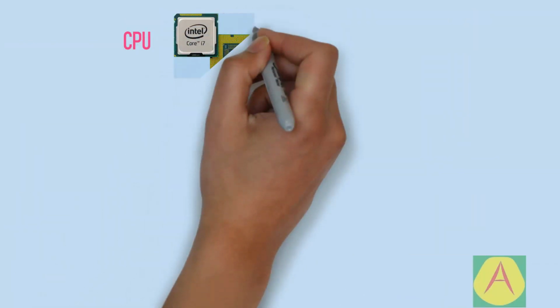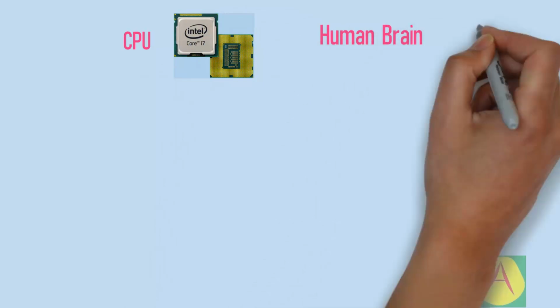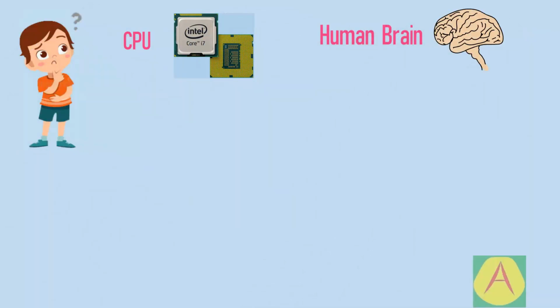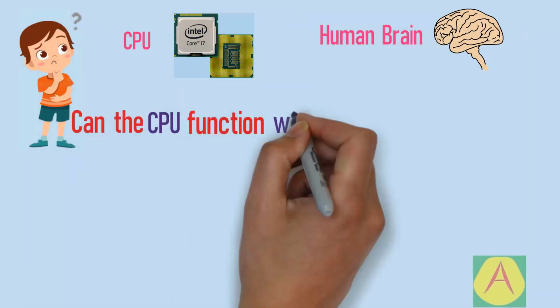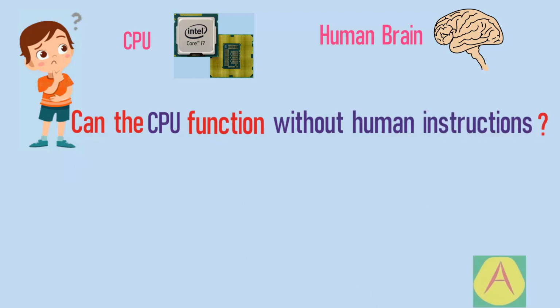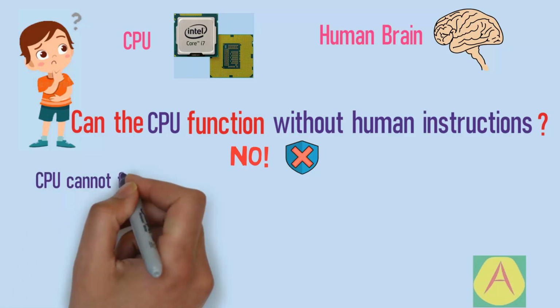Well, I mentioned that CPU can be compared to the human brain. Now you might be wondering, can the CPU function without human instructions? The answer is no. It is true that CPU is super fast, very efficient, and very accurate, as you might have learned in grade 6. But CPU is not capable of taking its own decisions. We have to tell the CPU what to do. Once we have given the instructions, then CPU is capable of doing it super fast, efficient, and accurate.